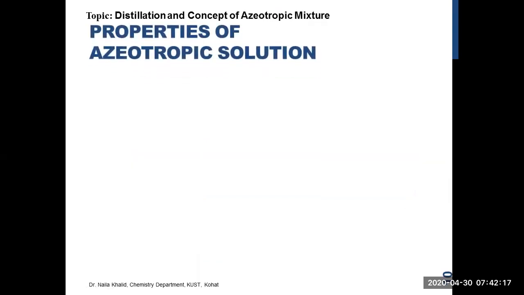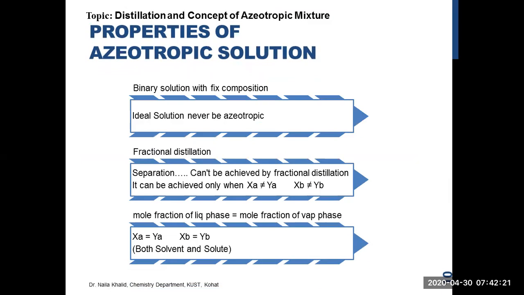Now we will discuss various properties of the azeotropic solutions. These are binary solutions with fixed composition. You can see that these are real solutions. Ideal solutions are never azeotropic. In ideal solutions there is no association. However, in azeotropic solutions there is some association that leads to fixed composition and a fixed, single boiling point.